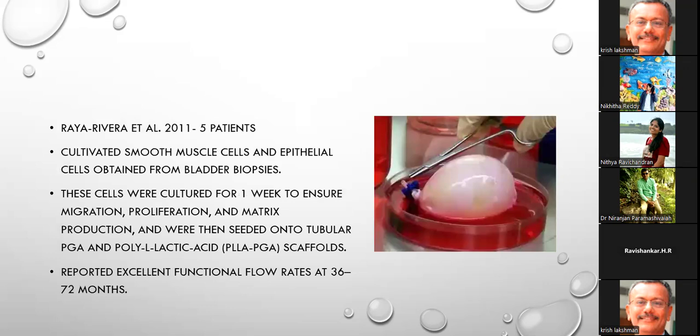Another study in 5 patients used smooth muscle cells and epithelial cells obtained from bladder biopsies. They cultured them for 1 week to ensure migration and proliferation. The scaffolds they used were polylactic acids. They also reported excellent functional flow rates at 36 and 72 months.